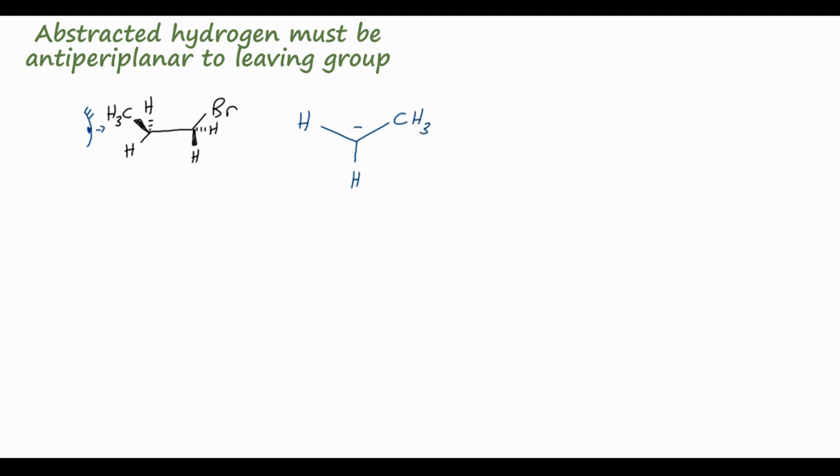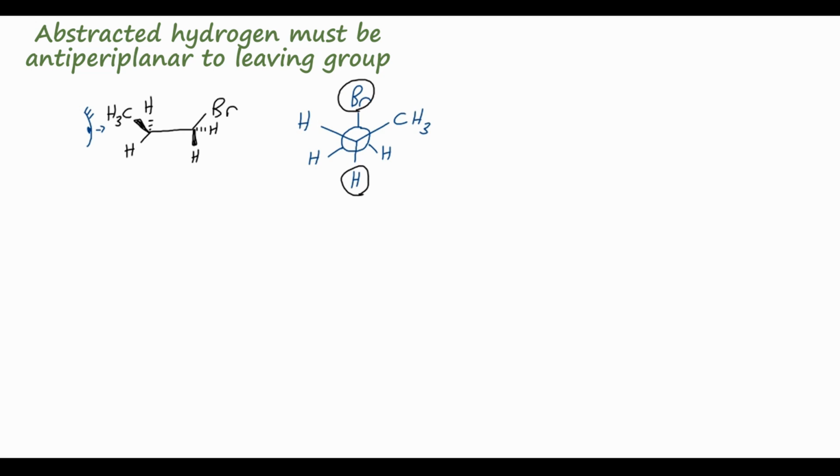And then for the rear carbon, we have again the bromine pointing upwards, and then the two hydrogens are pointing to each side, left and right. So remember that anti means that they're on opposite sides. So we have the hydrogen here, anti to the bromine leaving group. And that is going to be the hydrogen that is pulled off in the E2 mechanism.